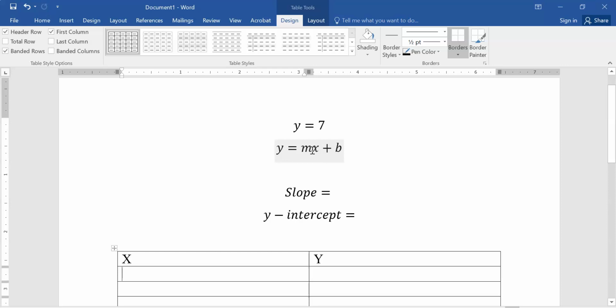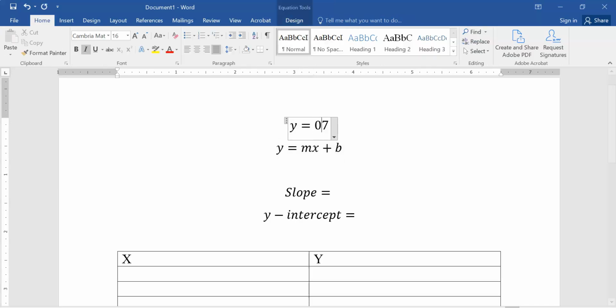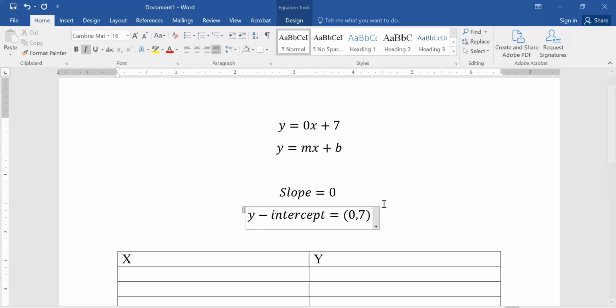It could be in slope-intercept form if we would get rid of the mx. One way to do that, by the way, is to pretend that what we have is 0x plus 7. So technically we could think of this as slope 0 and y-intercept of (0, 7). Now I actually prefer to look at it another way.